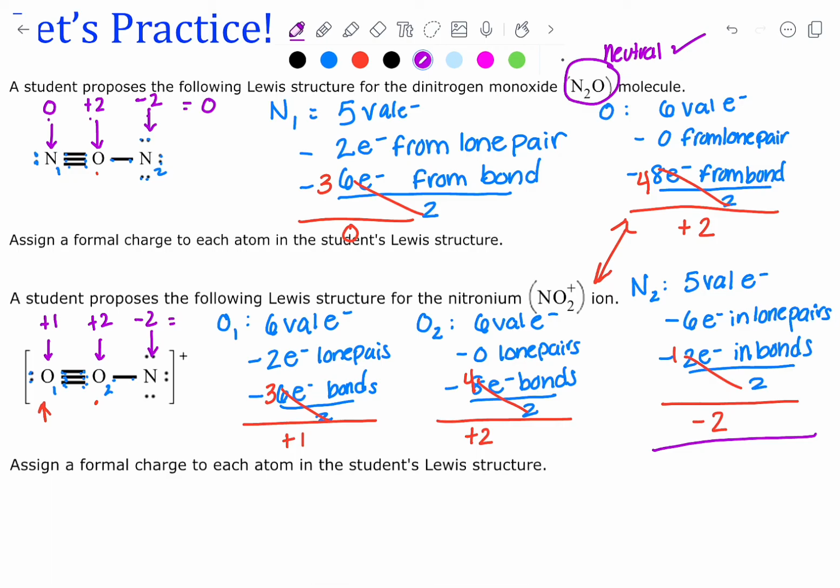So if we add up all of our formal charges, we have +1, +2, -2. That gives us a final charge of +1, which equals the charge of +1 on this molecule. So we are good.